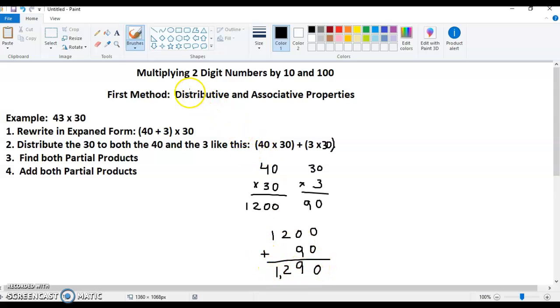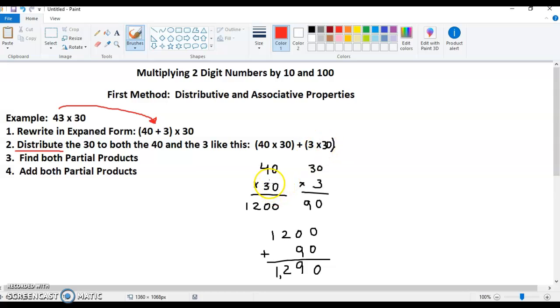But just to review really quickly, what did we do? First, we rewrote 43 in expanded form. So 43 became 40 plus 3. And then we multiplied those by 30. So what we did was we distributed, or we multiplied, the 30 times the 40, and there's 30 times 3.